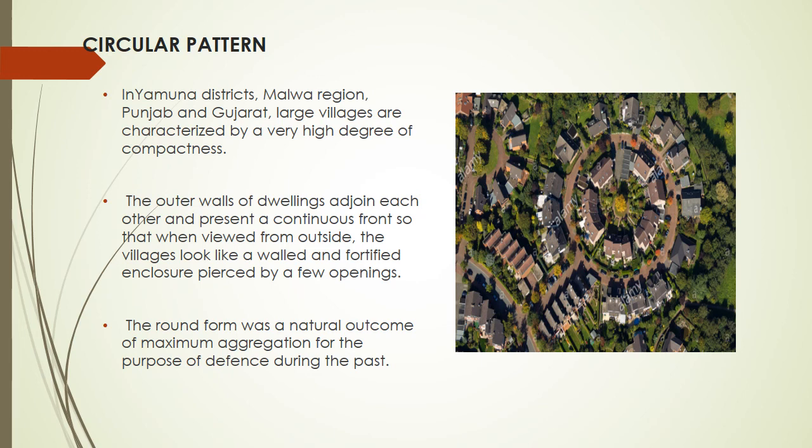So the outer walls are almost continuous. They don't have gaps between them, so it looks like a wall from outside, and it takes the shape of a circular pattern. The round form was a natural outcome of maximum aggregation for the purpose of defense during the past. So this type of round shape was most probably seen in the ancient times. Why? So as to defend themselves during the war.